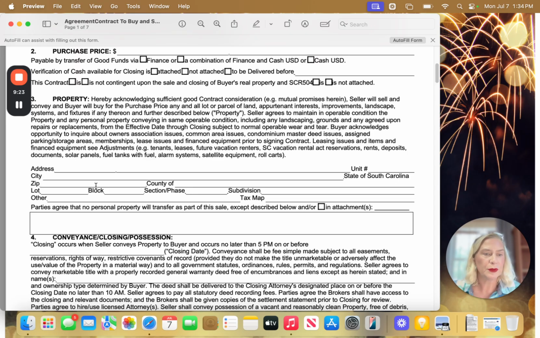Put in as much information as possible. It makes it easier for the closing attorney to include the tax map ID number right here. Now, the next section says parties agree that no personal property will transfer as a part of the sale except what is described below. In this section, a lot of people put refrigerators, stoves, don't ask, yes, and do not say per MLS either. It has to be spelled out, every item that your client wants to make sure conveys with the property.